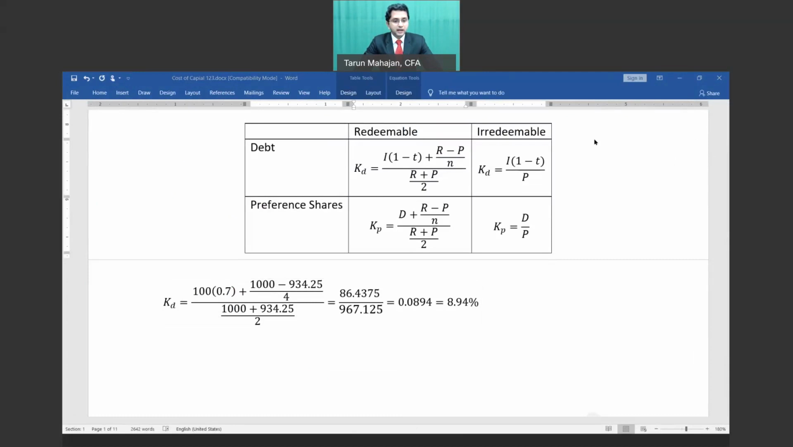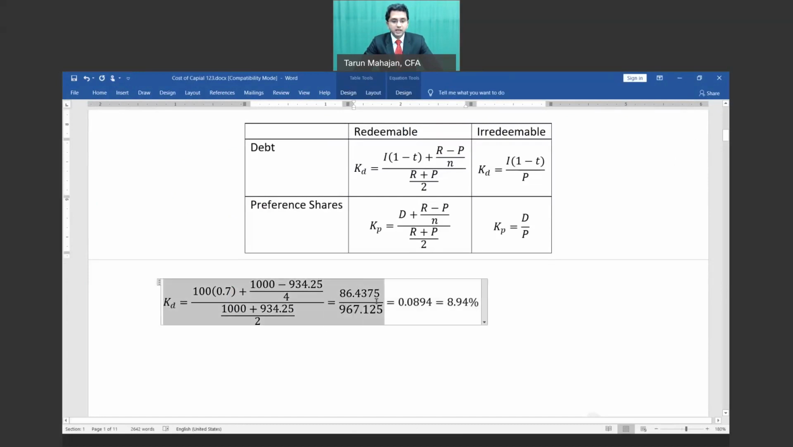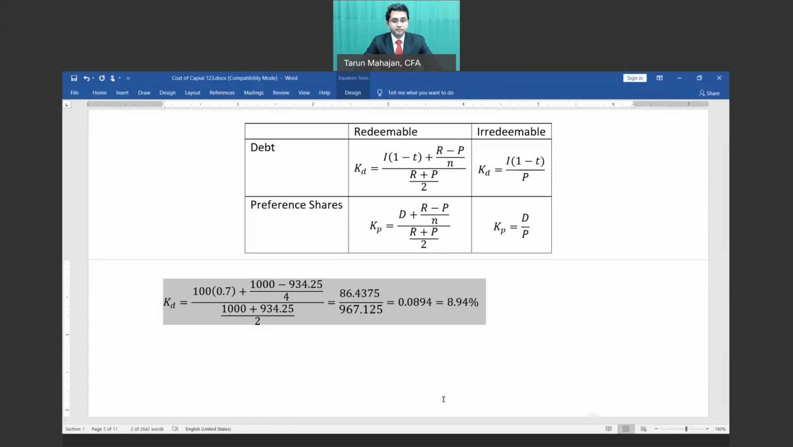Screen is blackout for practical portion. Oh, so you're not seeing this formula, Kd? Is the screen blacked out? Can you see this formula of cost of debt? Okay, it's visible. Fine, fantastic. Great.